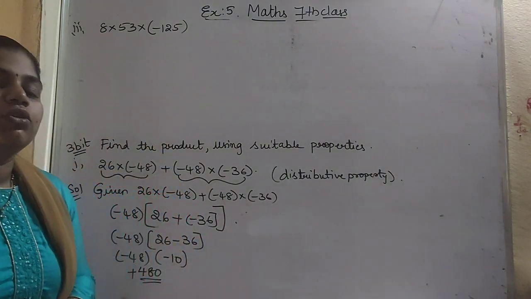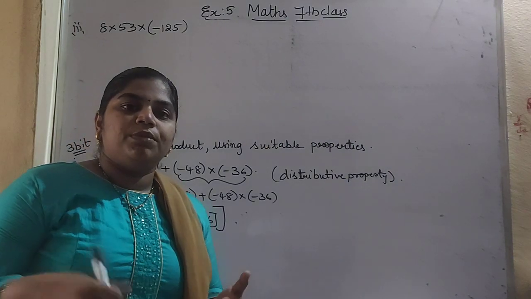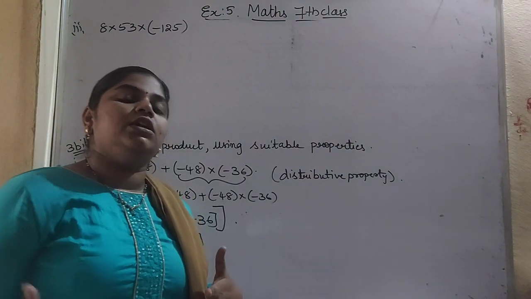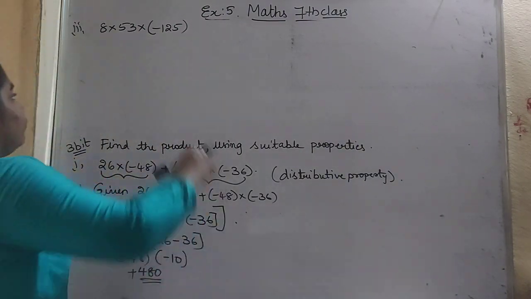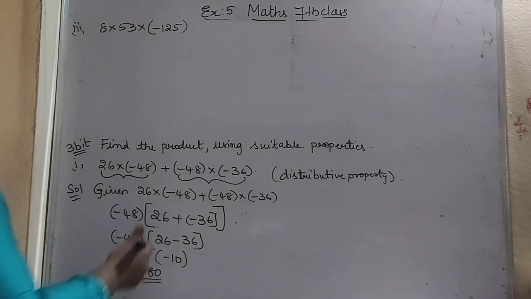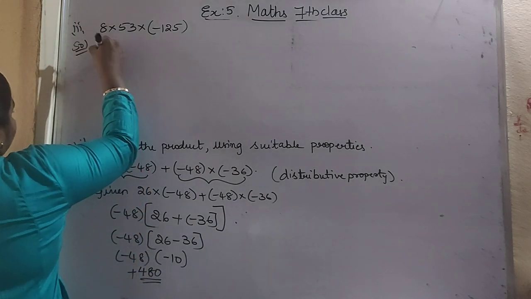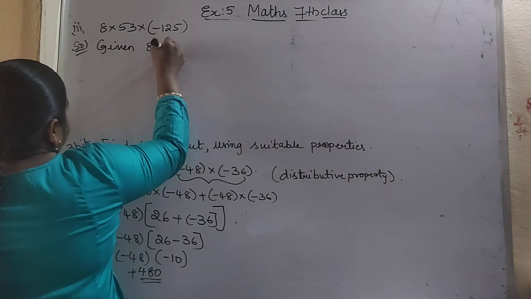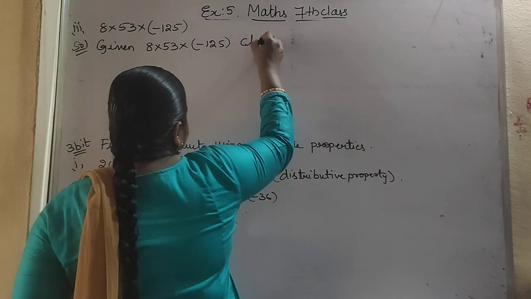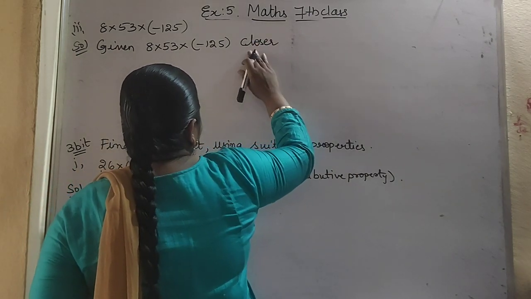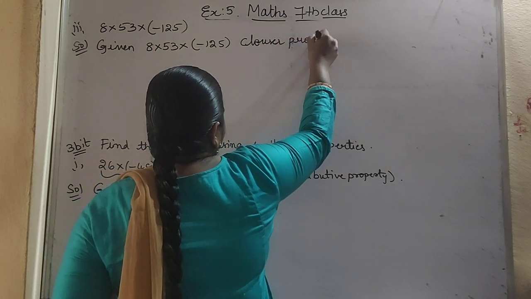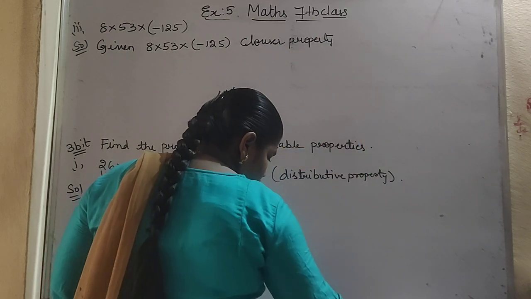Already I told you that closure property is that the sum of two numbers should again be an integer. So this is in the form of multiplication. So the product of three numbers should again be an integer. If you are multiplying any three numbers or any two numbers, again the result should be an integer itself. So here given 8 into 53 into minus 125. So we are using closure property.